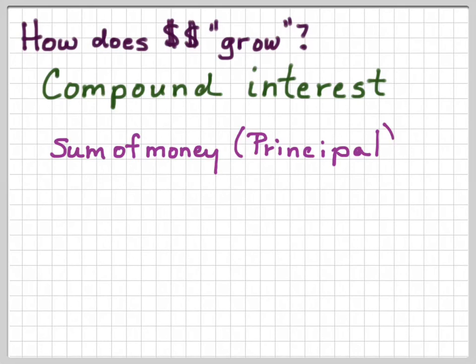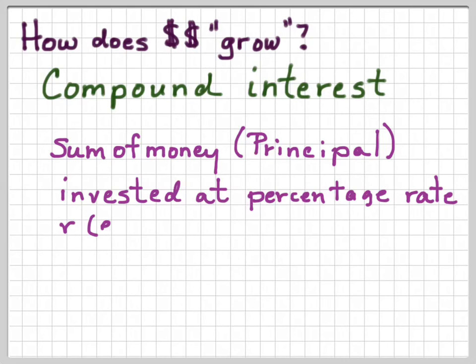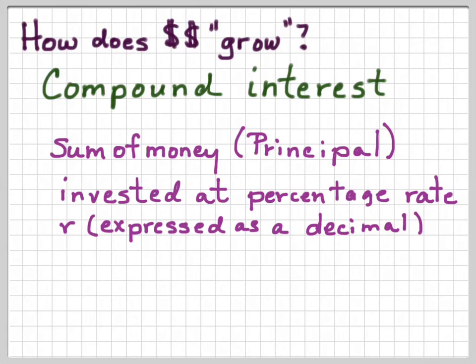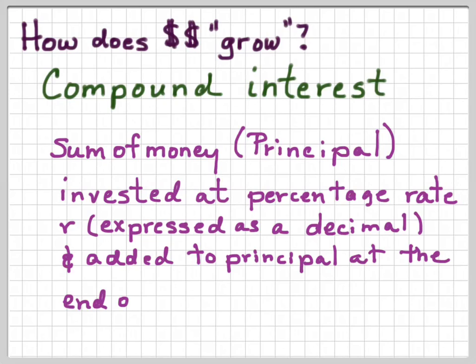If I have a sum of money, which I'm going to call my principal, and I'm going to invest it at a certain percentage rate, R, and we're going to express that rate as a decimal and not a percent, and added to the principal at the end of the year, if I'm compounding once a year. If I have $100 and I'm getting 10%, then at the end of the first year I'd have $110. At the end of the second year I'd have $110 plus 10% of $110. So in other words, you're making interest on your interest when you compound your interest.